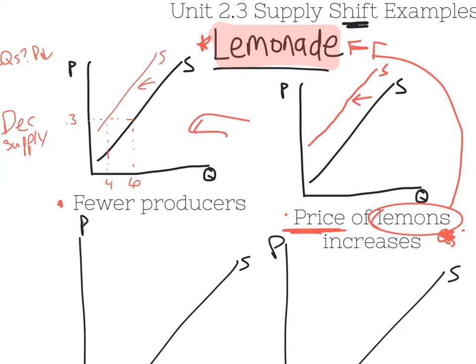Similar result as what we found on this side over there. All right? So decrease in supply. All right, so now we got some examples down.